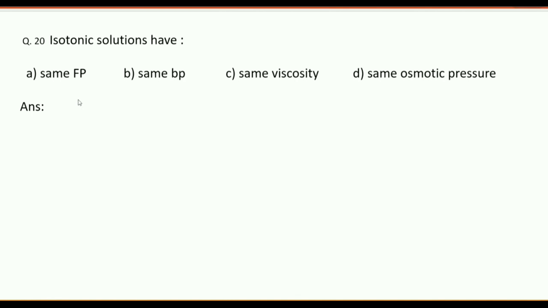Now 20th question: isotonic solutions have same freezing point, same boiling point, same viscosity, or same osmotic pressure. So we know isotonic solutions have the same osmotic pressure. Osmotic pressure is denoted as pi. Pi is equal to CiRT. I is the van't Hoff factor. C is concentration, R is gas constant, T is temperature, and pi is osmotic pressure.